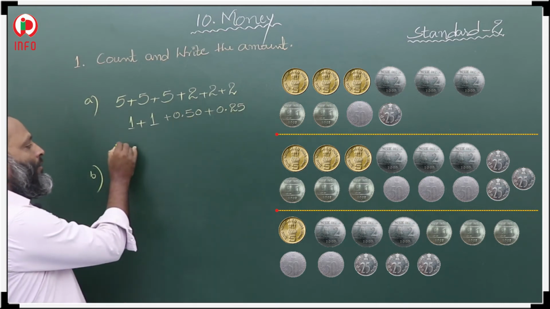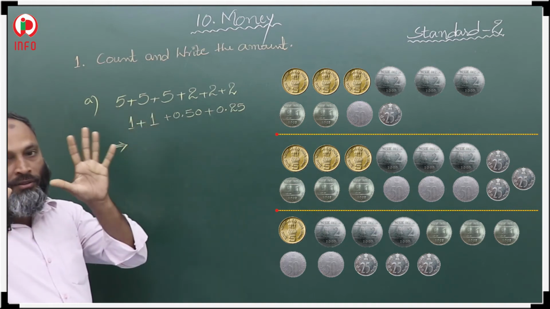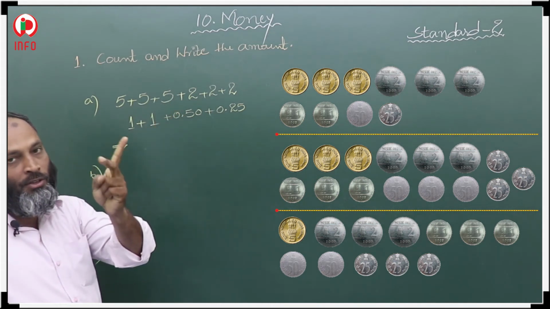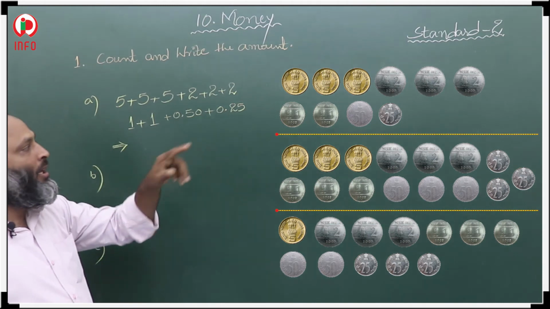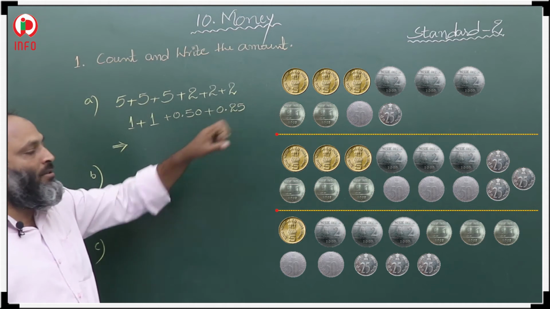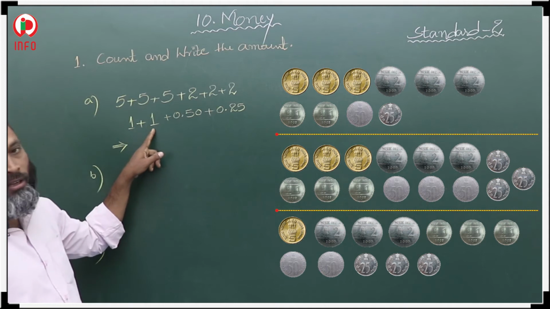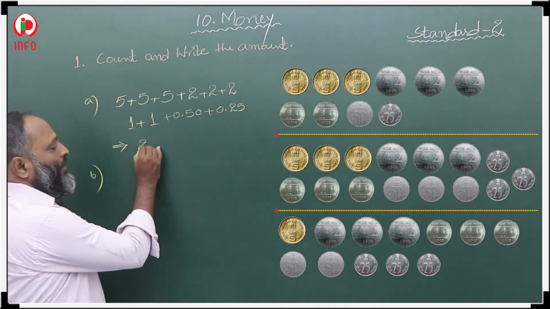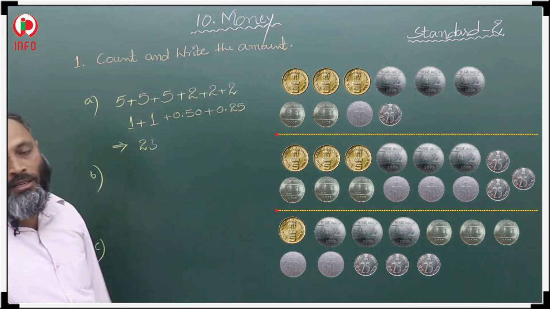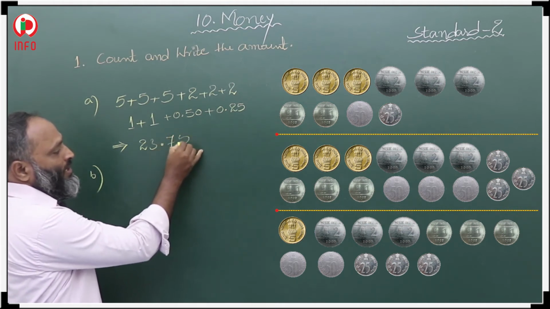Now how to add? 5 plus 5 is 10, 10 plus 5 is 15, 15 plus 2 is 17, 17 plus 2 is 19, 19 plus 2 is 21, then 22, 23. Total 23 rupees. Then after that paisa, 50 paisa and 25 paisa, that is 75 paisa. Paisa means 0.75.